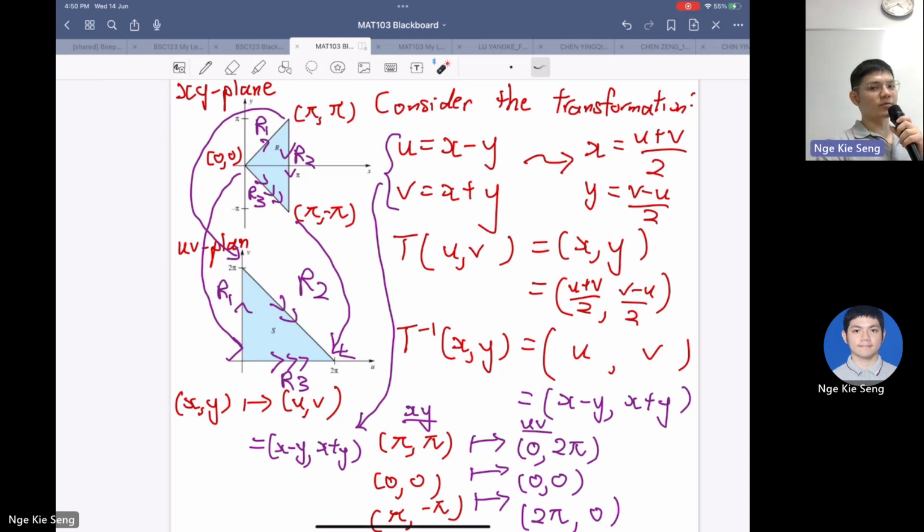Okay, so the next step is to write out this domain. How to write this domain? How to write this domain here? To write this domain.